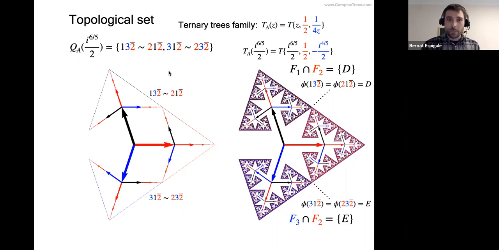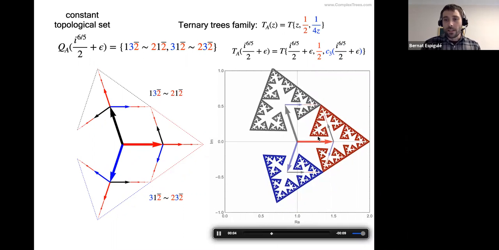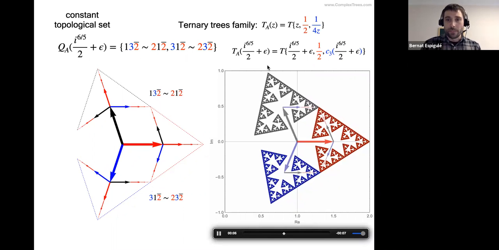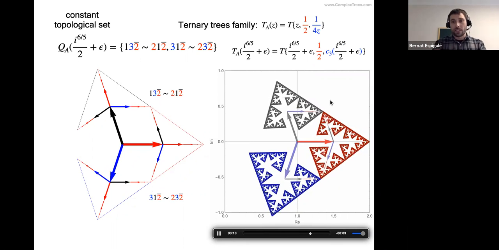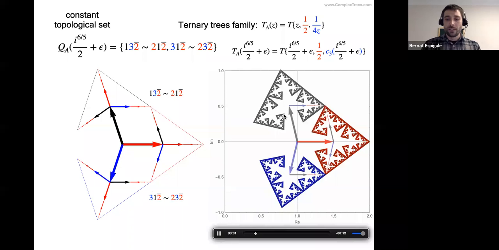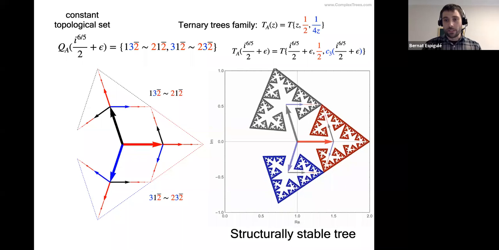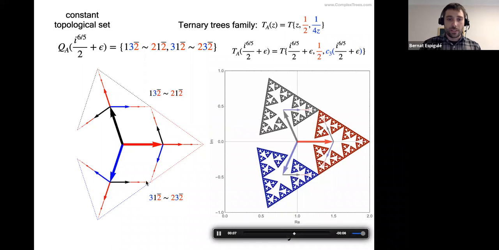And now you can move around an epsilon neighborhood, and as you are perturbing that initial value, you're going to have a self-similar set that is structurally homeomorphic to the original one. So this is what I call the structurally stable trees, when you have only these 2 conditions that are connected.